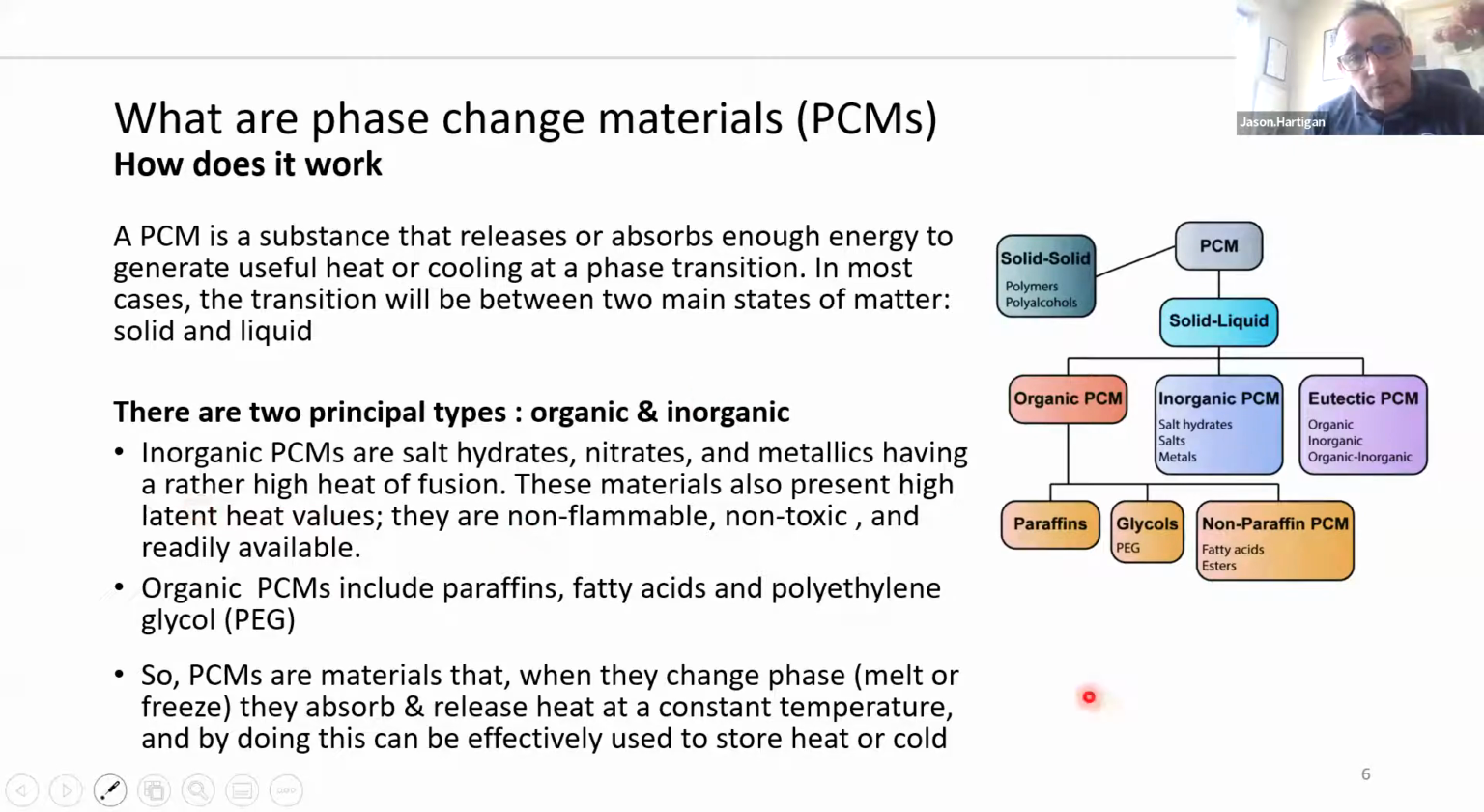So inorganic PCMs are salt hydrates, nitrates. They really have a good high heat of fusion, so these materials have got good latent heat values. They're non-flammable, they're non-toxic, and they're readily available and at low cost. Within the Sunamp products, we use an inorganic PCM, which is sodium acetate, and I'll explain a little bit about what sodium acetate is later in the presentation. We've also got organic PCMs, paraffins, polyethylene glycol, so the stuff you would put around solar thermal systems. And then you've got eutectic, which is a mixture of both.